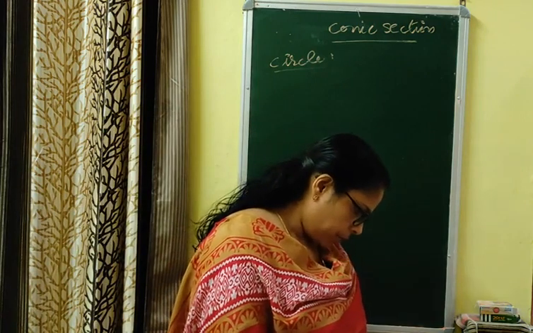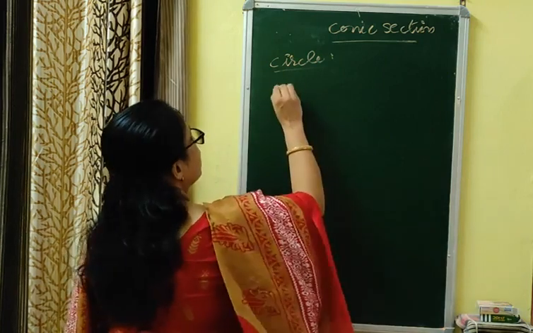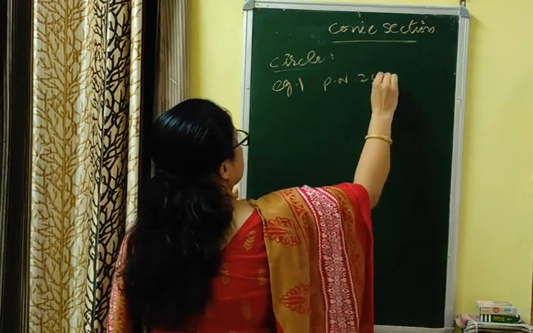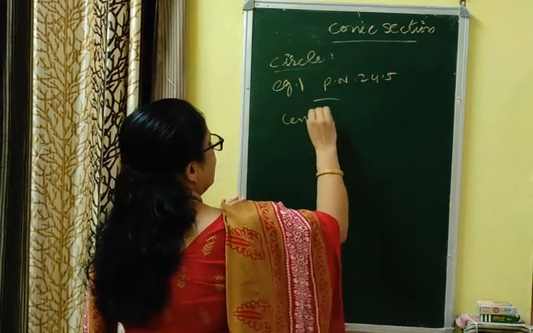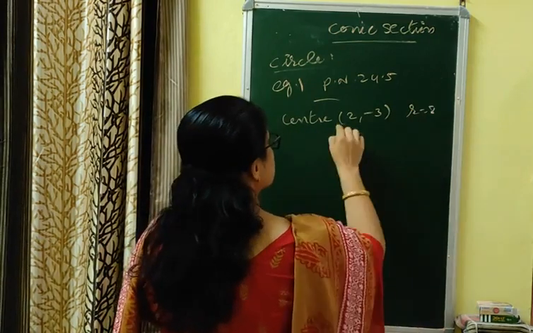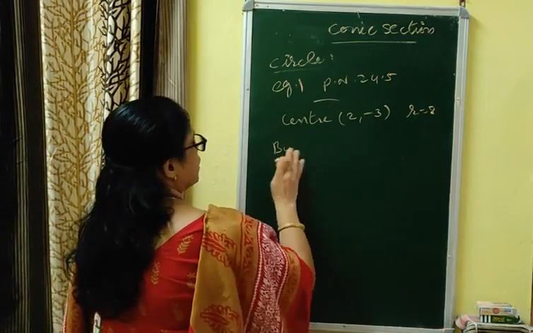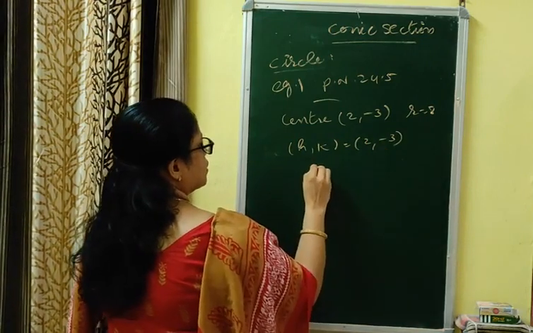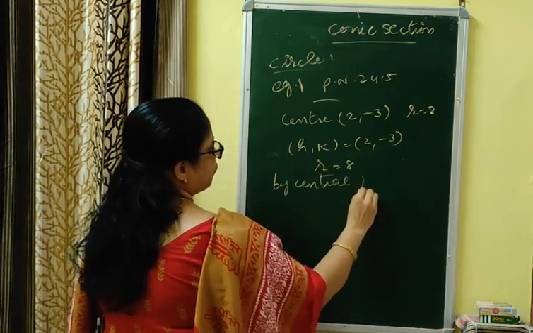Now I will do one question. Example 1, page number 24.5. Find the equation of the circle whose center is given as (2, minus 3) and radius equal to 8. Since the center and radius are given, we can use the central form of the equation of a circle. What is given here? (h, k) is equal to (2, minus 3) and radius equal to 8.